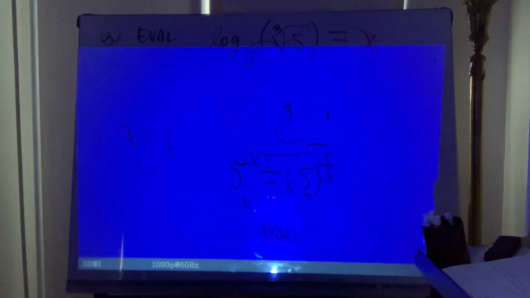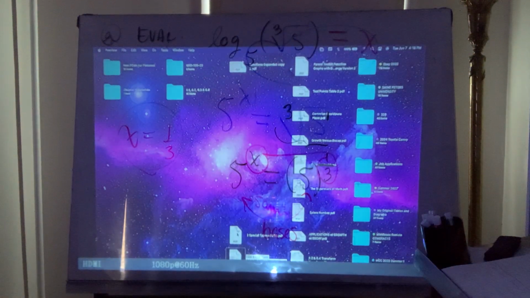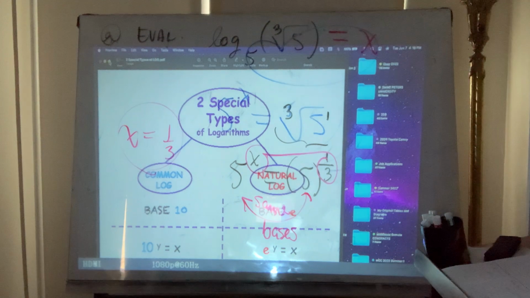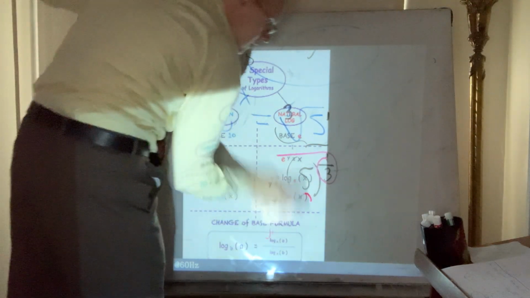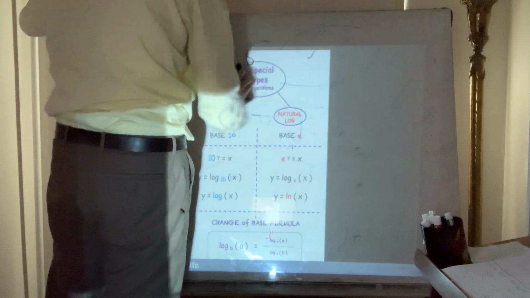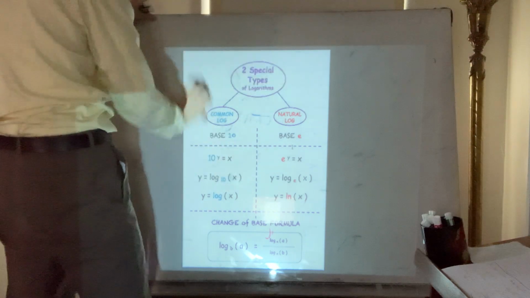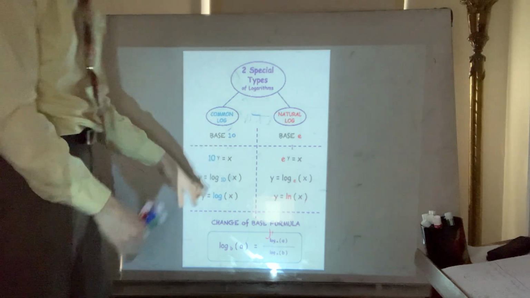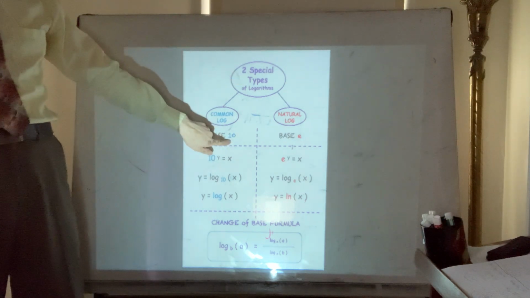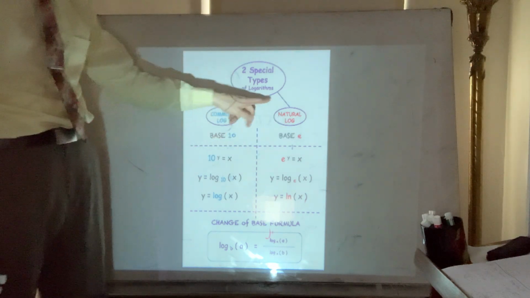Alright, here are the two special types of logarithms summarized. There are the logarithms that have a base 10 in them, and then there are the logarithms that incorporate base e. They're known as the common log and the natural log.